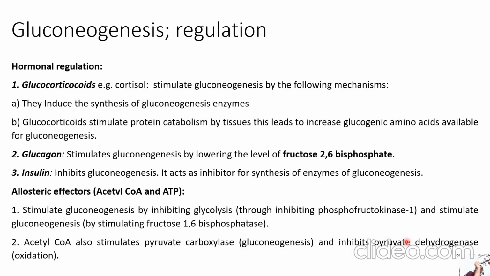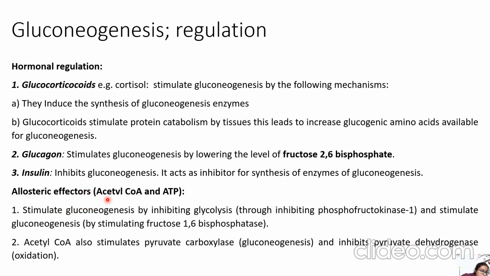What is the hormonal regulation of gluconeogenesis? Glucocorticoids like cortisol stimulate gluconeogenesis by the following mechanisms. They induce the synthesis of gluconeogenic enzymes, and they stimulate protein catabolism by tissues. These two increase the glucogenic amino acids available for gluconeogenesis. Glucagon stimulates gluconeogenesis by lowering the level of fructose 2,6-bisphosphate. Insulin inhibits gluconeogenesis. It acts as an inhibitor of the synthesis of enzymes of the gluconeogenesis pathway.